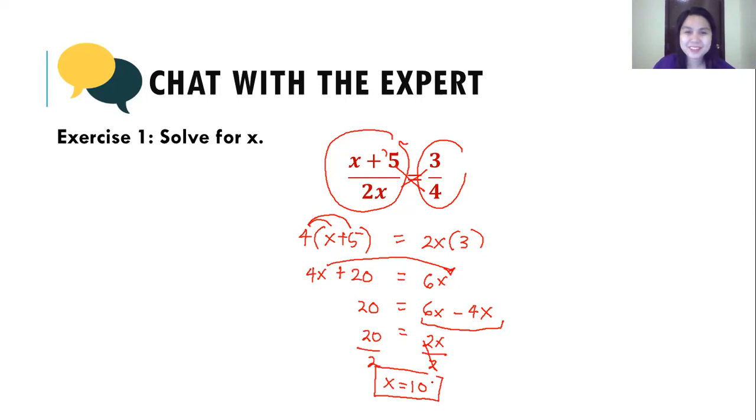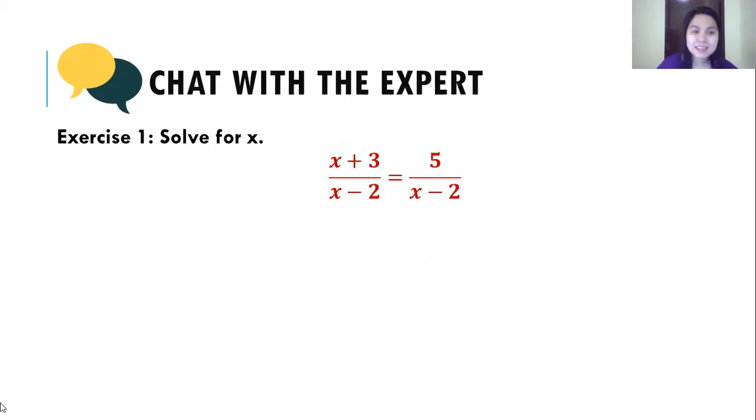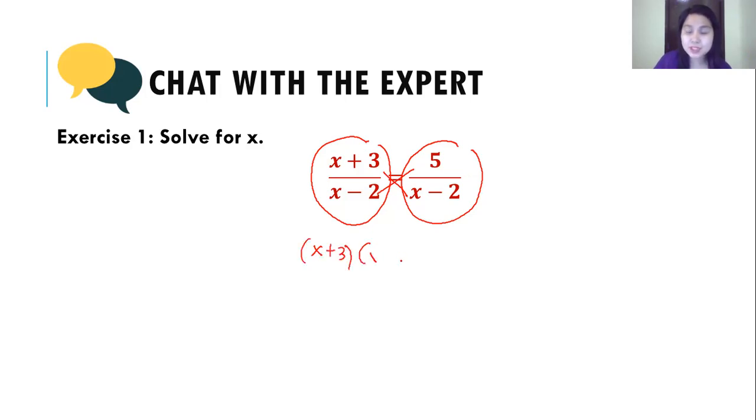The next one. Ready? Let's go to the third example. Still, we have one rational expression on the left and one rational expression on the right. So let's do cross multiplication. That will be x plus 3 times x minus 2 equals 5 times x minus 2.